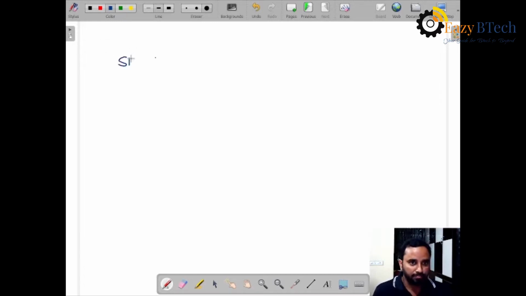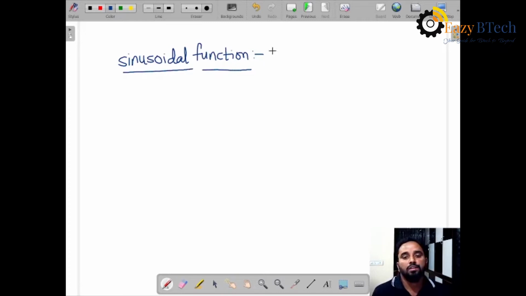Sinusoidal function or sinusoidal signal. Function or signal, same meaning. Okay, sinusoidal function. First I will write the definition, then we discuss what are the parameters in that definition.